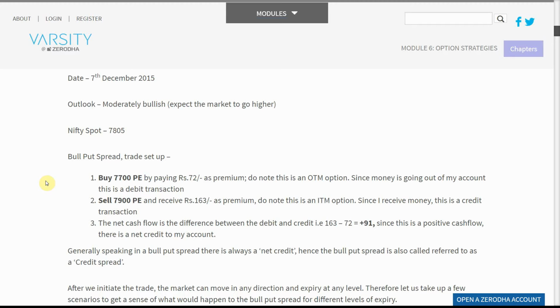Since money is going out of my account, this is a debit transaction. Sell 7,900 PE, and receive 163 rupees per share as premium. Do note this is an ITM option. Since I receive money, this is a credit transaction. The net cash flow is the difference between the debit and credit, i.e. 163 minus 72 equals plus 91. Since this is a positive cash flow, there is a net credit to my account. Generally speaking, in a bull put spread there is always a net credit. Hence the bull put spread is also referred to as a credit spread.